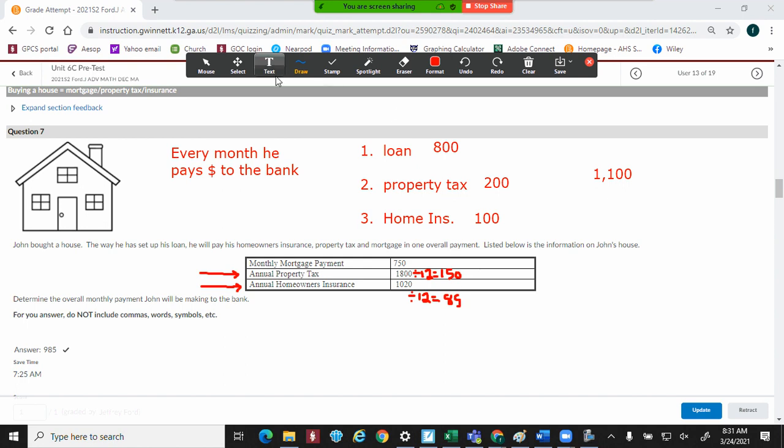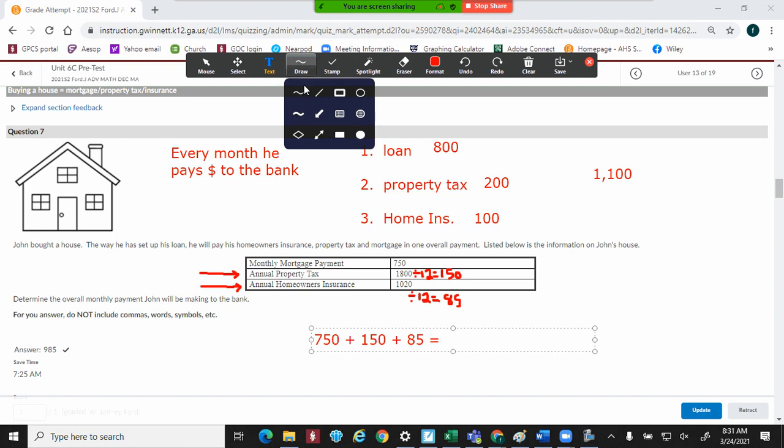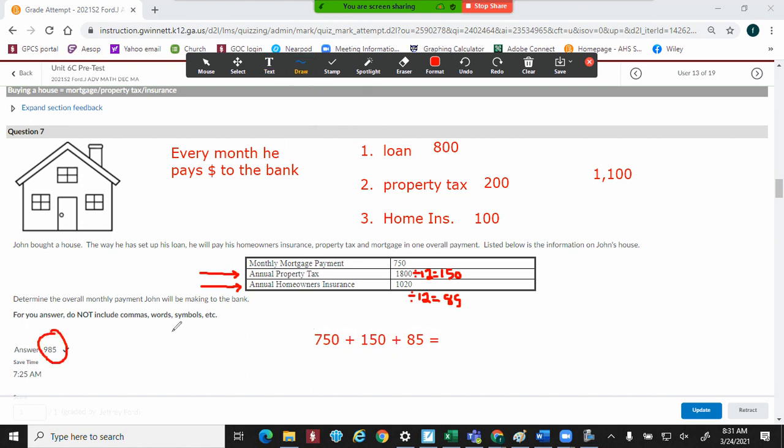Okay, so I'm going to have to type now. So the monthly mortgage payment is 750. The monthly property tax has been divided into 150, and then lastly, the insurance has been divided into 85. So we're just going to add those up, and we end up getting 985.